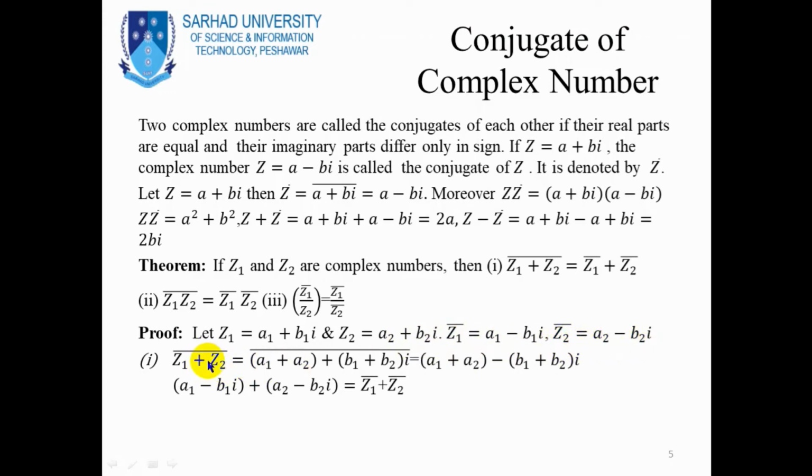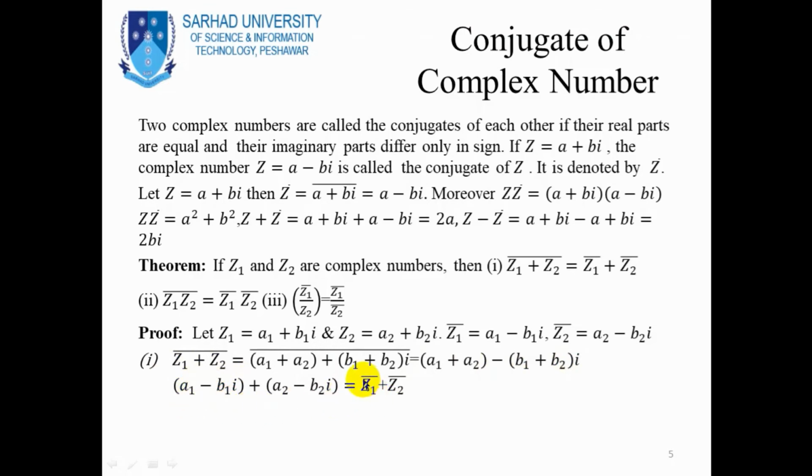Now the whole conjugate of z1 plus z2. First of all, adding the two complex numbers. After adding, we obtain (a1 plus a2) plus (b1 plus b2) into iota, and after conjugate the sign of this part will be changed, so (a1 plus a2) minus (b1 plus b2) into iota is the conjugate of z1 plus z2.